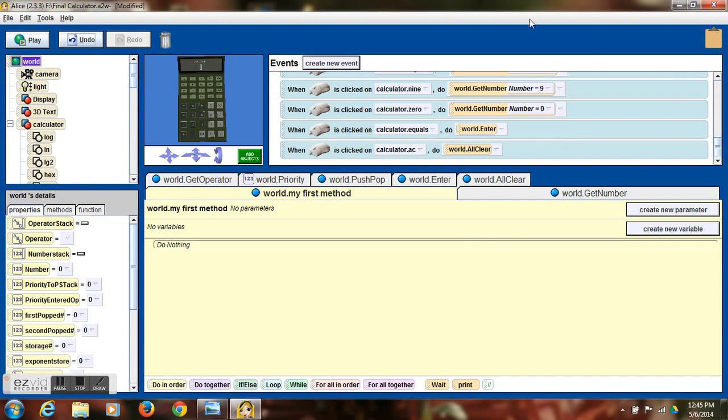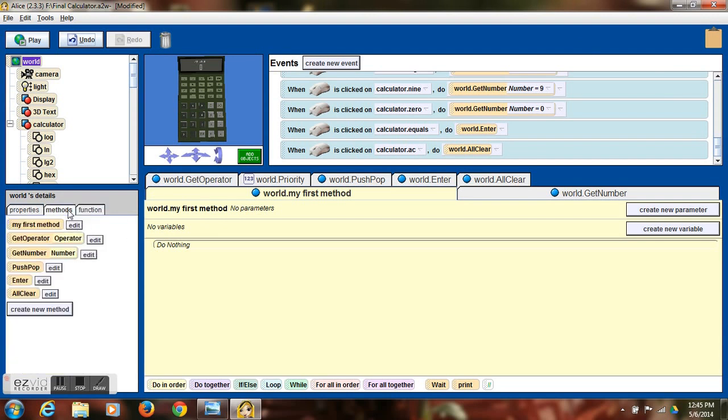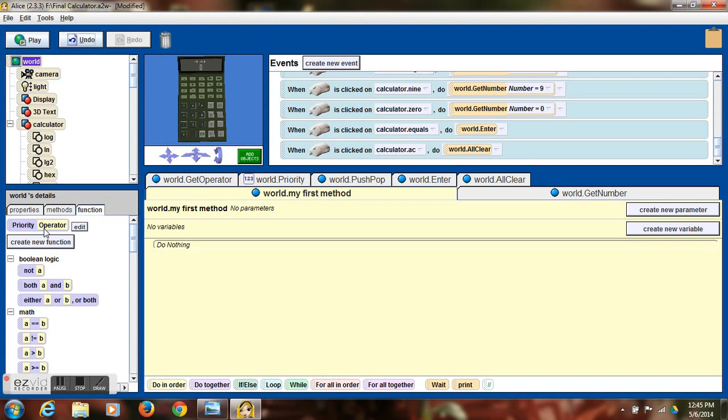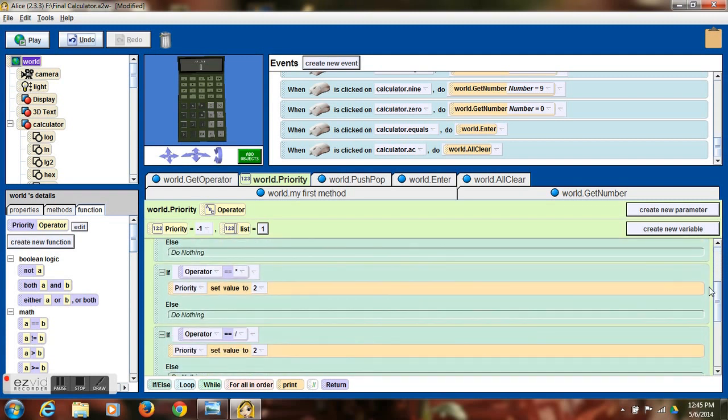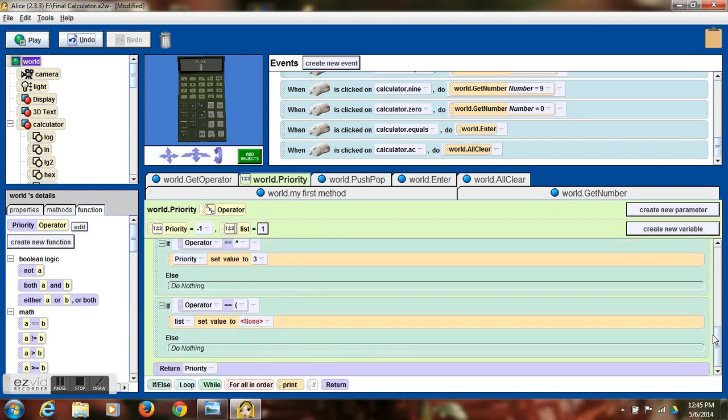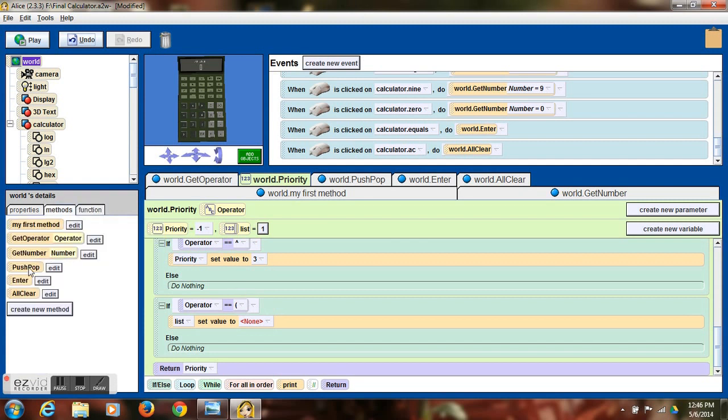So this is our Alice program. We have the methods here. Here we have priority, and here we have the get number and the get operator. Get number just gets the number, get operator gets the operator. But the priority is within the get operator, and it has to set priority to the operators in order to do order of operations. Here you see we have plus and minus is 1, times and divide is 2, and exponent is 3. We tried to do parentheses, but it requires recursion, so we can't do that.